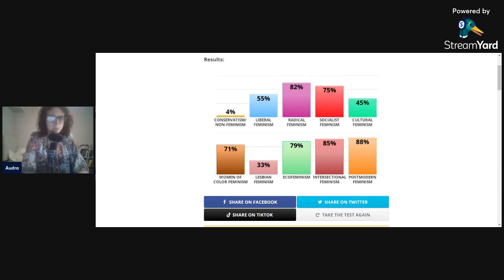Like I said, surprised of how high my rad fem score is. So I guess in conclusion, let's go top to bottom for my scores, just to review it. So, first one at the bottom, conservative non-feminist 4%, followed by lesbian feminism 33%, cultural feminism 45%, liberal feminism 55%.